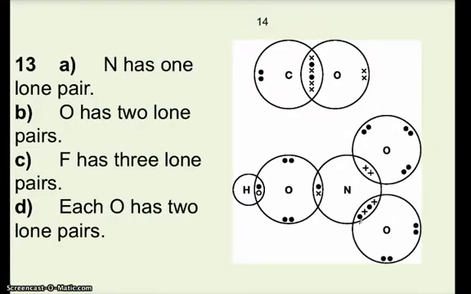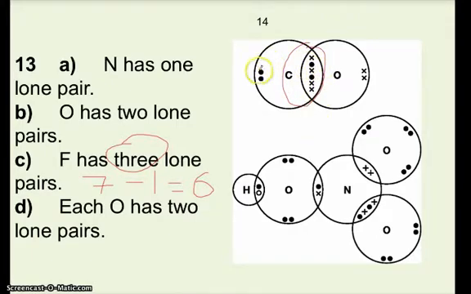For question 13, nitrogen has 1 lone pair, oxygen 2 lone pairs. Fluorine, once it's formed a covalent bond, if we've used one of its electrons to form a bond, that means that we're ending up with 6 electrons. That's 3 lone pairs.